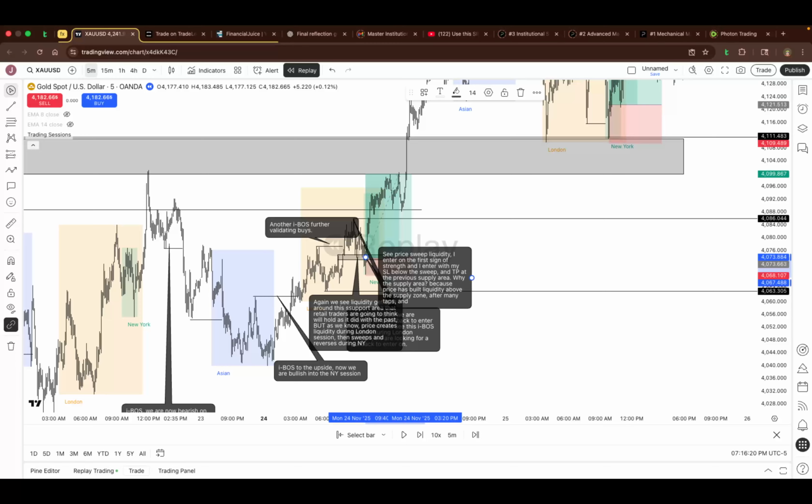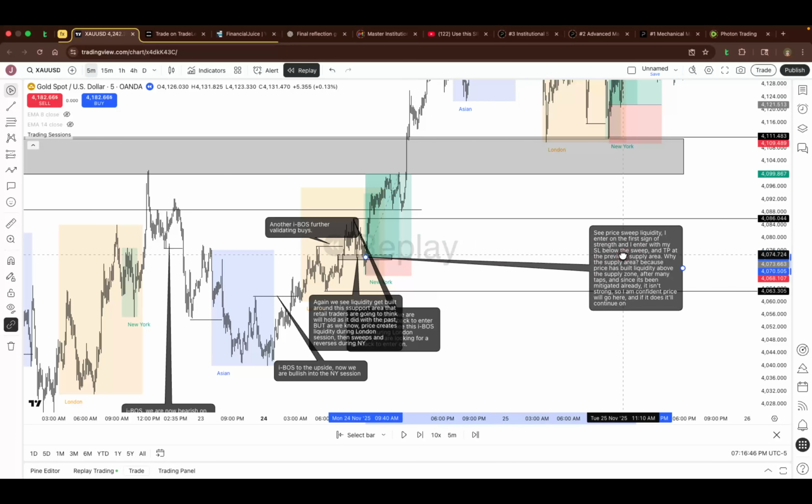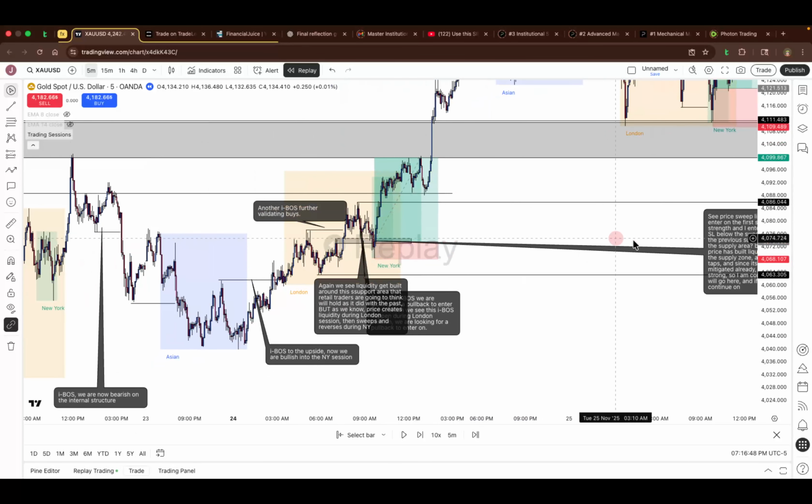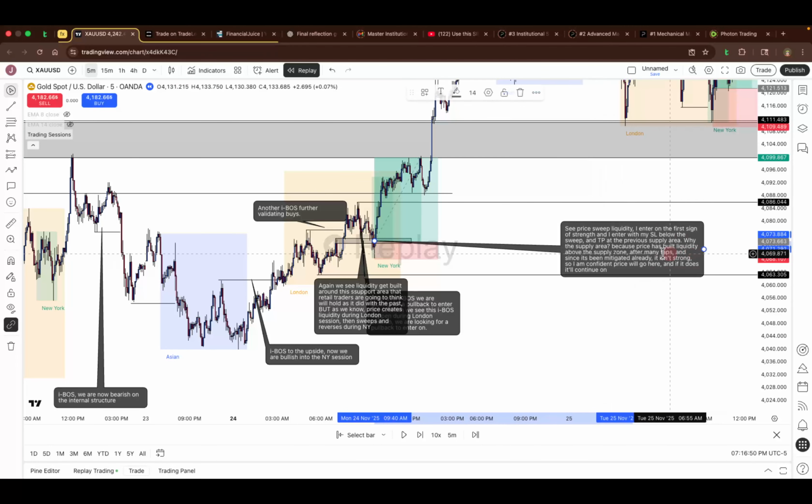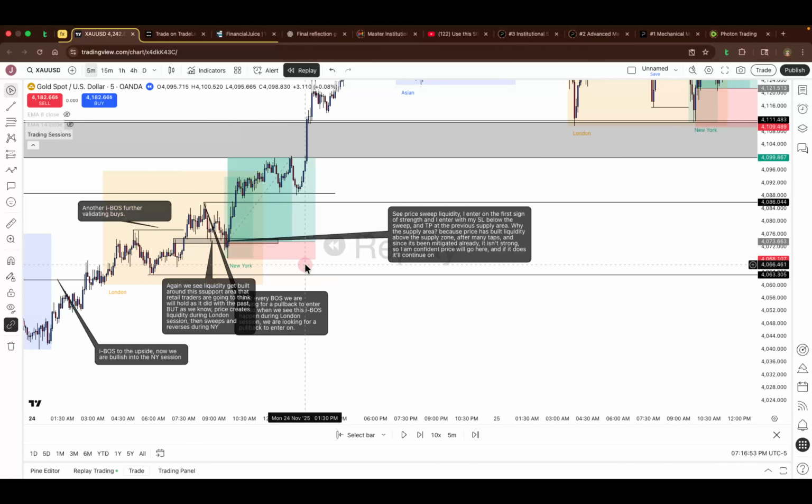Typically, since it's been mitigated already, it isn't as strong. So I am confident price will go here, and if it does, it'll continue on. So that's it. We entered. Price gets our TP. Simple market structure at its finest. New York session entry. Let it rock.